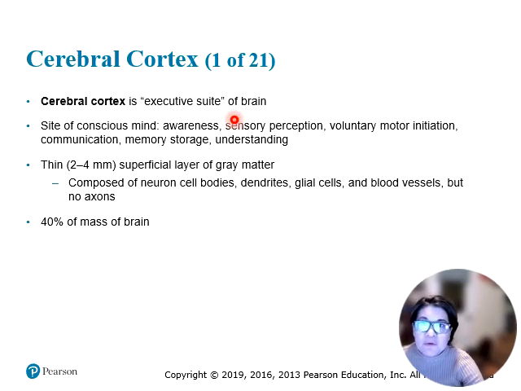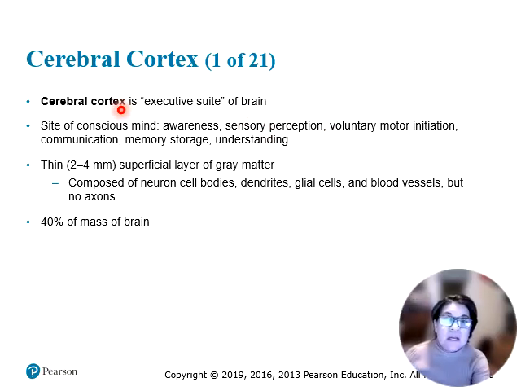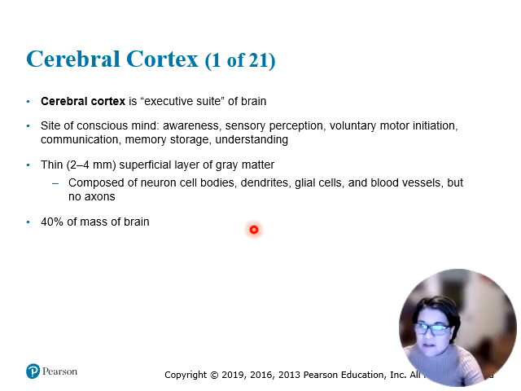Okay, so cerebral cortex is the smart part of our brain. This is what makes humans smart and unique. It's the seat of conscious mind, so awareness, sensory perception, voluntary motor initiation, communication, memory storage, understanding, learning, critical thinking, all those things.